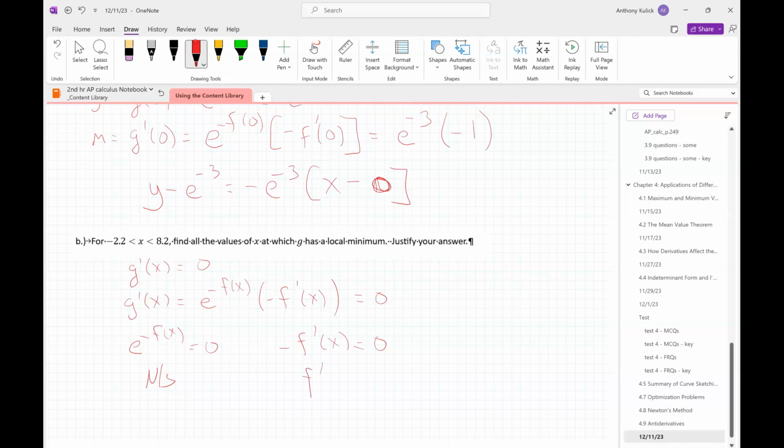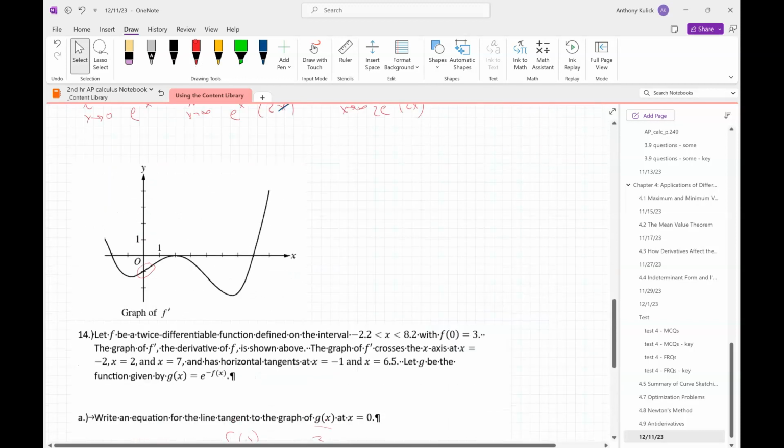And then negative f prime of x equal to 0, same as f prime of x equal to 0. So I'm just going to go to my graph and look for my x-intercepts. I see negative 2, positive 2, and positive 7.